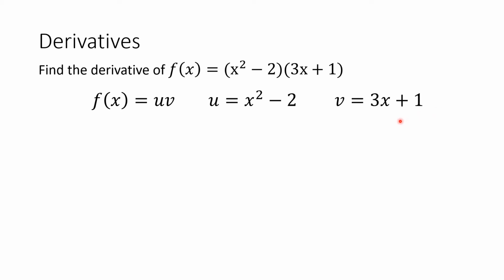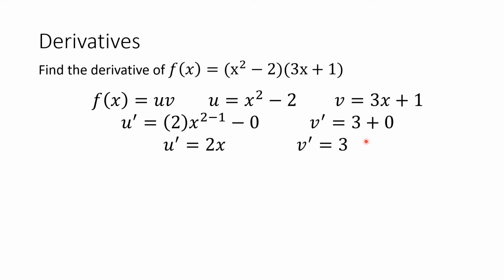So first things first, we must get the derivative of each factor, the derivative of u and the derivative of v. So for u, which is x squared minus 2, the u prime would be 2x raised to 2 minus 1 minus 0. And for our v prime, that is 3 plus 0. Simplifying the derivatives, u prime will be 2x and v prime will be equal to 3.